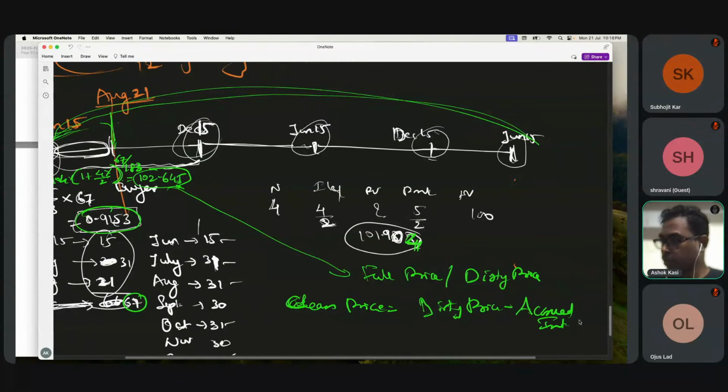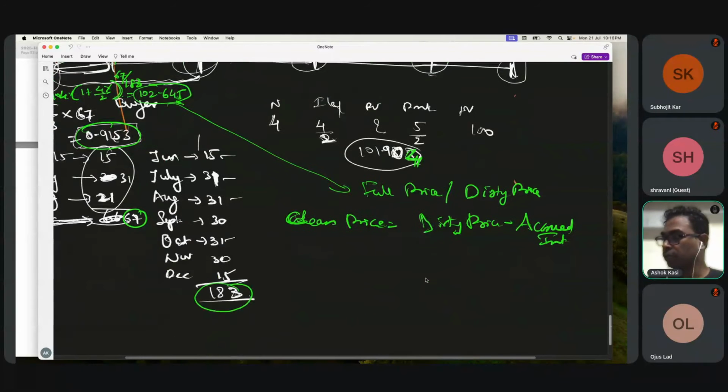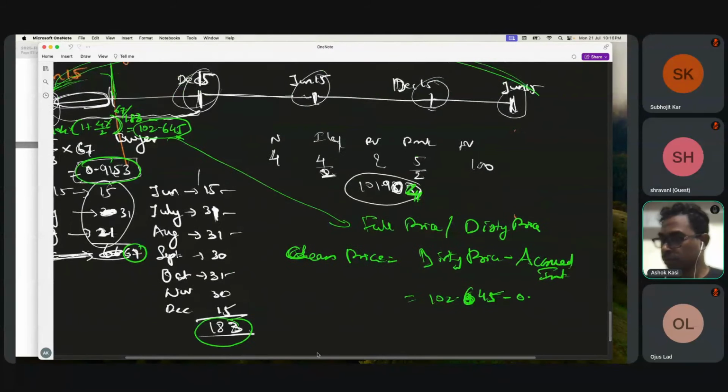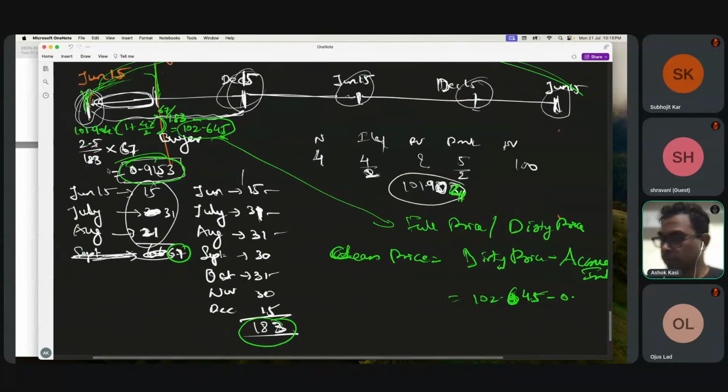Okay, remember I said dirty price is equal to clean price plus accrued interest. Therefore, clean price is equal to dirty price minus accrued interest. Dirty price is 102.9645, minus accrued interest, which is 0.9153. This one.